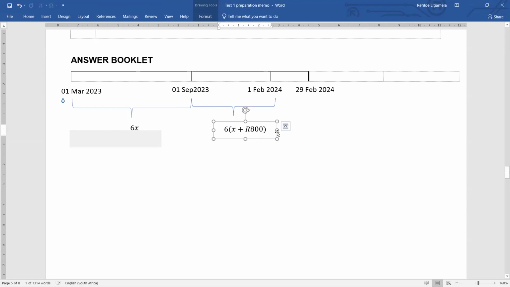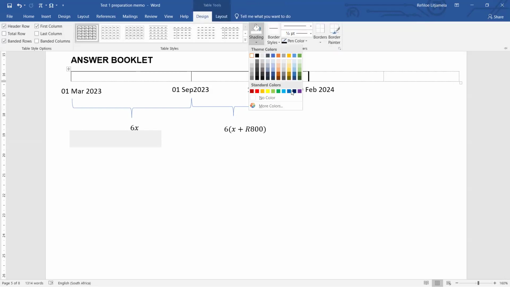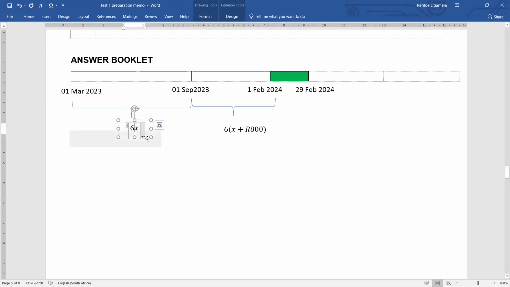Then after this, guys, I'm going to highlight this part here in green. Can you guys tell me why? Why not red, but in green? That is, it was not received. Now, let's do the math. Let's forget about accounting and let's do the math.